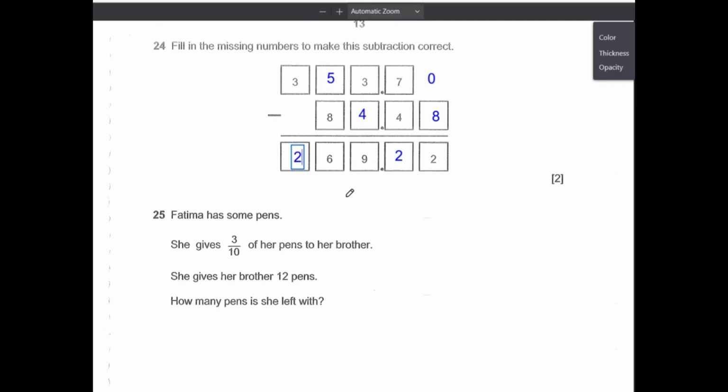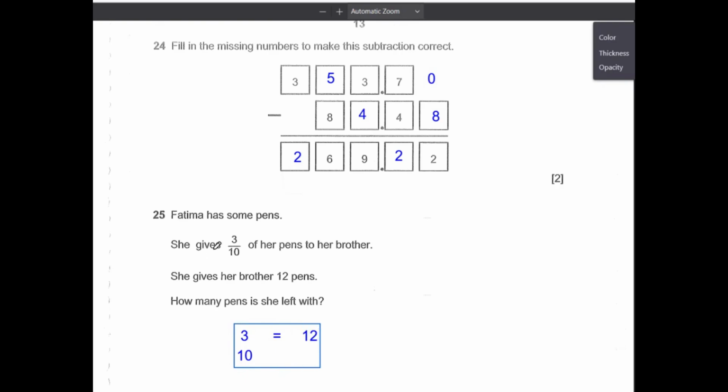Fatima has some pens. She gives 3/10 of her pens to her brother. She gives her brother 12 pens. How many pens is she left with? We know that 3/10 is equal to 0.3.